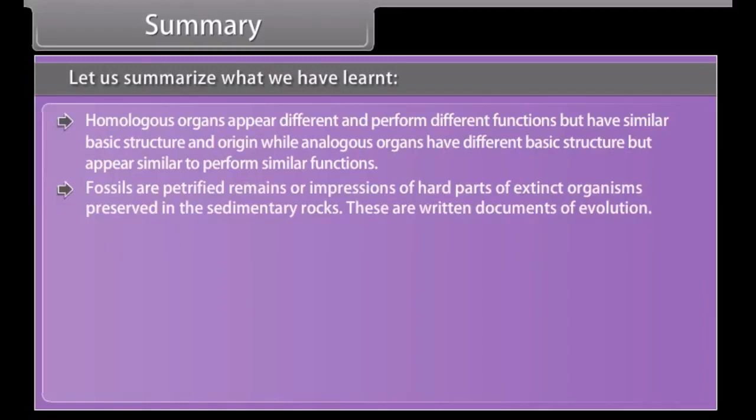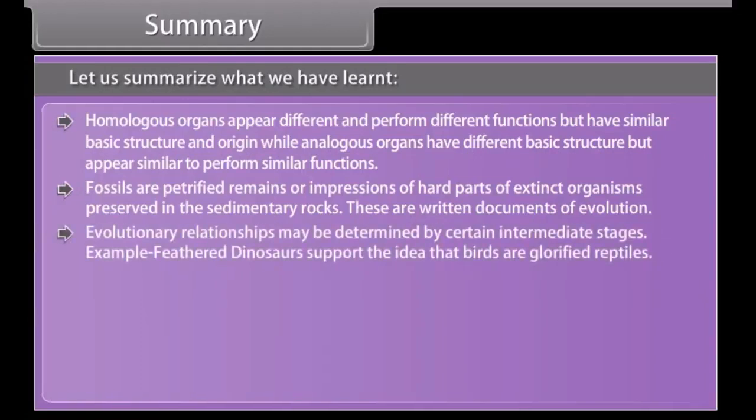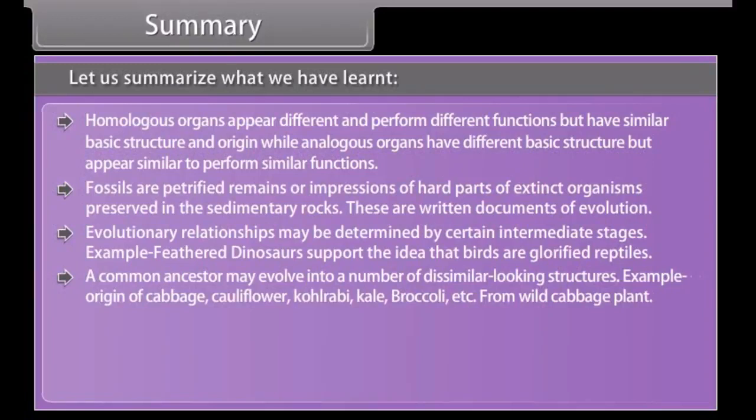Fossils are petrified remains or impressions of hard parts of extinct organisms preserved in the sedimentary rocks. These are written documents of evolution. Evolutionary relationships may be determined by certain intermediate stages. Example: feathered dinosaurs support the idea that birds are glorified reptiles. A common ancestor may evolve into a number of dissimilar-looking structures. Example: origin of cabbage, cauliflower, kohlrabi, kale, broccoli, etc. from the wild cabbage plant.